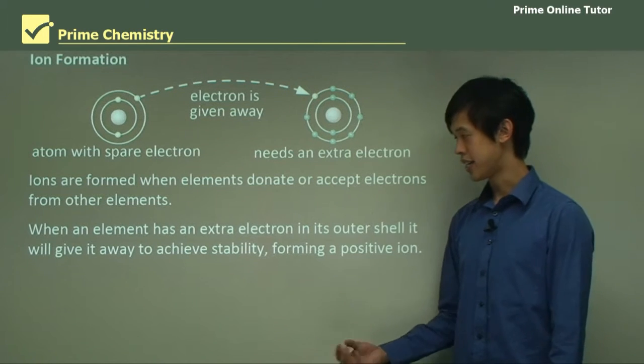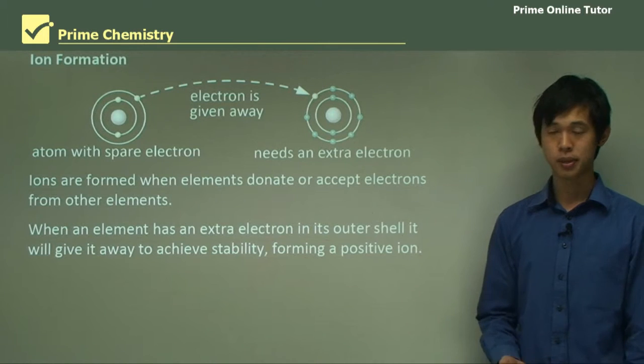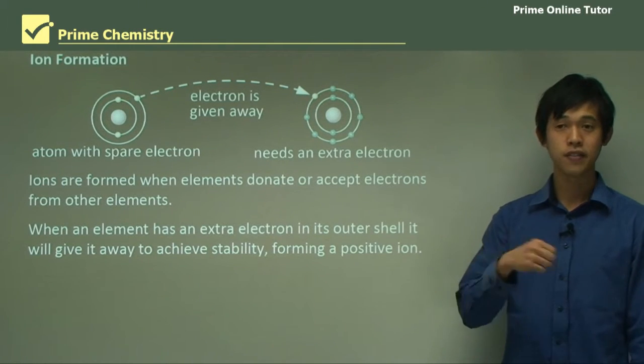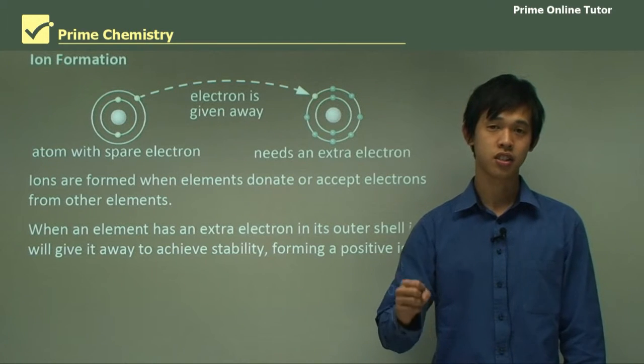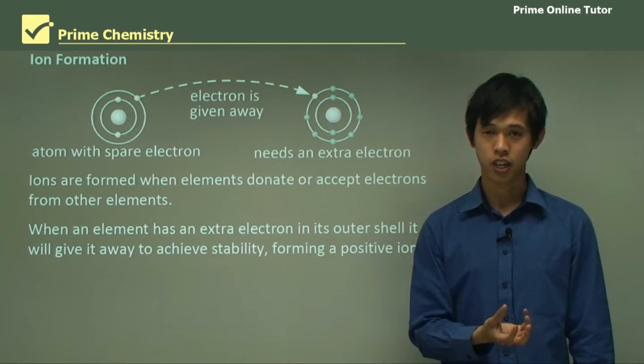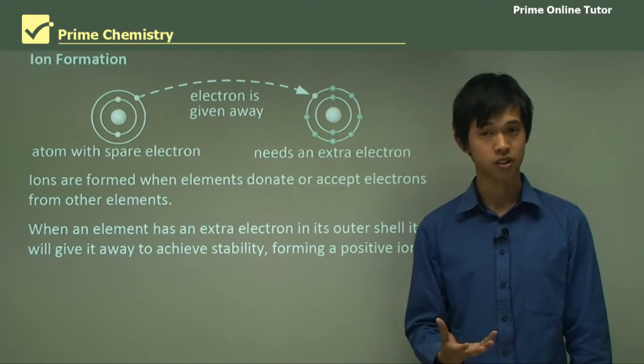So when an element has an extra electron in its outer shell, it wants to give it away to achieve stability. And that forms a positive ion. Because if it gives away an electron, it lost one negative charge, but it didn't lose any positive charge. So there's more positive charges now than negative charges, so it's a positive ion.